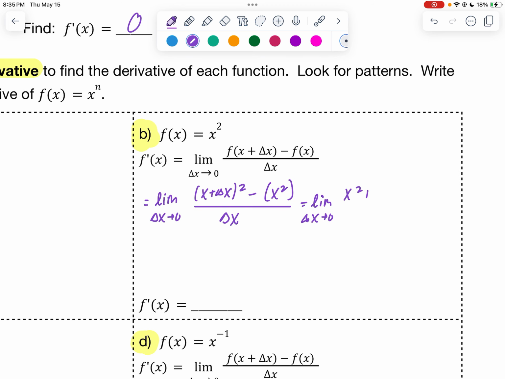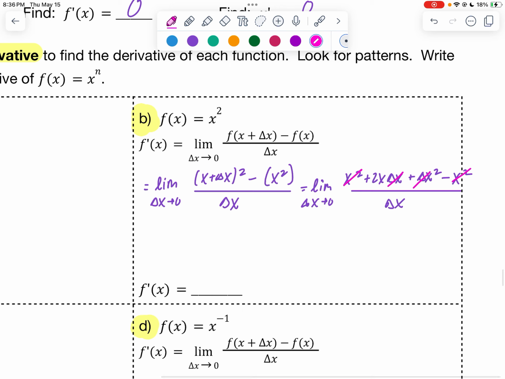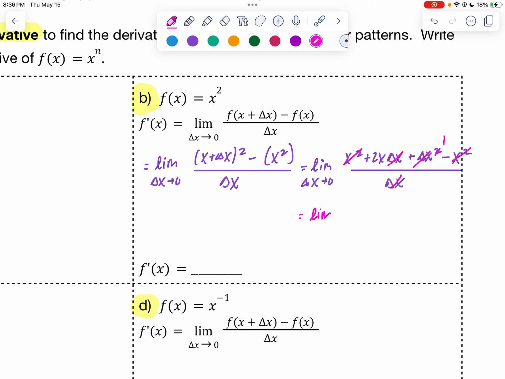This becomes x squared plus 2x delta x plus delta x squared minus x squared all over delta x, right? My x squares cancel out. I can also cancel out delta x's, so then I'm just left with the limit as delta x is approaching 0. What is that? 2x plus delta x. Therefore, my limit is just 2x. Sorry, my derivative is just 2x.